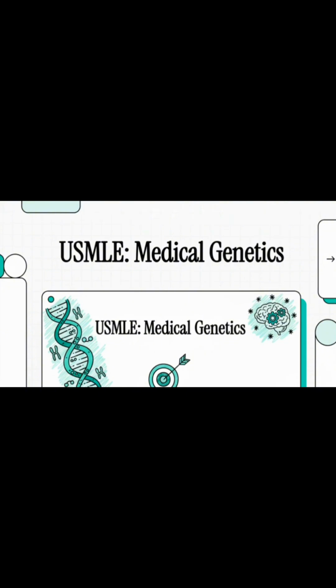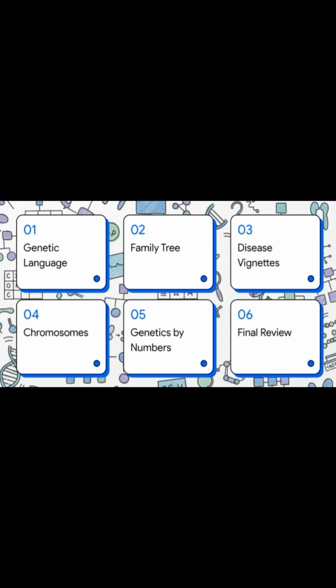Let's jump right in. So, here's our game plan. We'll kick things off with the basic lingo, then we'll learn to read those pedigree family trees. After that, we'll dive into the classic diseases you just have to know, tackle those tricky chromosomal problems, crush some quick and easy math, and then wrap it all up with a board-style pop quiz to make sure it all sticks. Sound good? Let's do it.